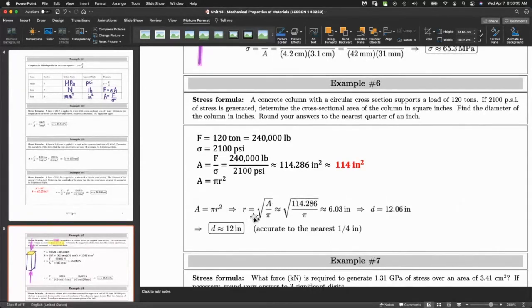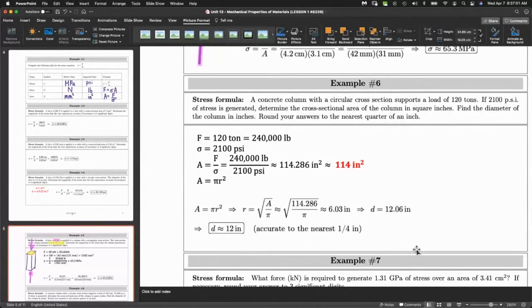So I rearranged the formula for the radius in terms of the area, and then I just plugged in the approximate answer here of 114.286. Got 6.03 inches. That's the radius. The question wants the diameter, so I doubled my answer here. So that's 12.06 inches.